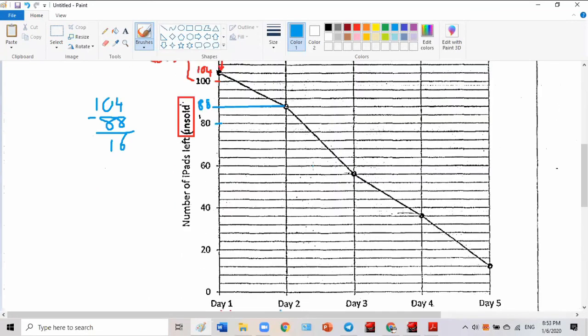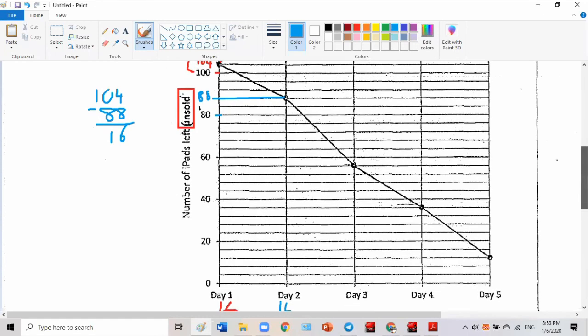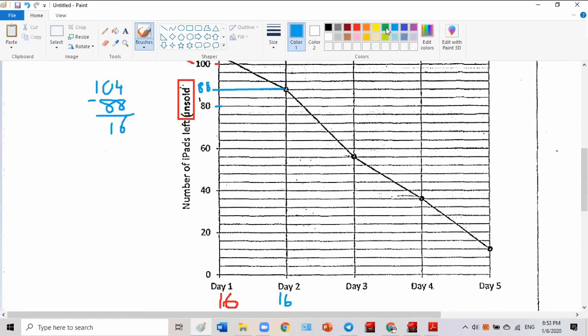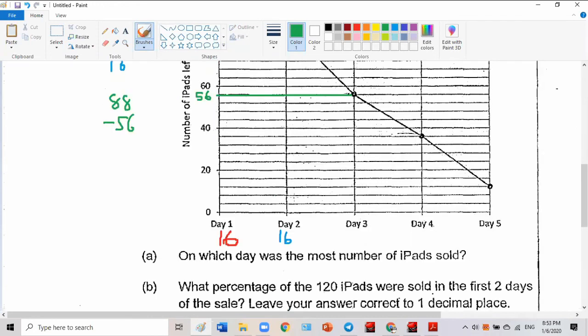Next, day 3. Keep on going. Don't give up. Don't stop. Here you go, what is it? 50 just below 60 is what? Anyone? 56, drop 4, right? So now we do 88 minus 56. Drop means how much they sold? 32. That means sold 32 on day 3.